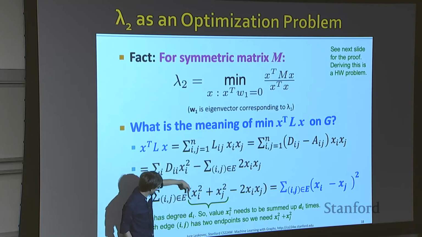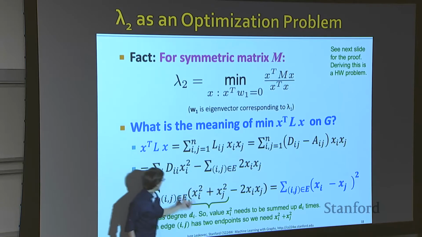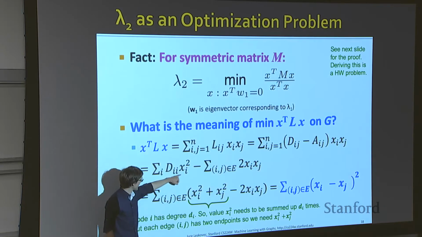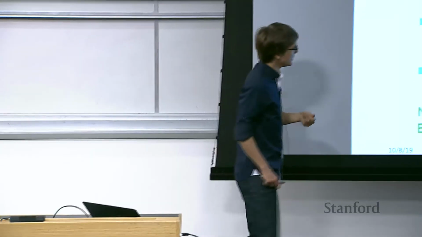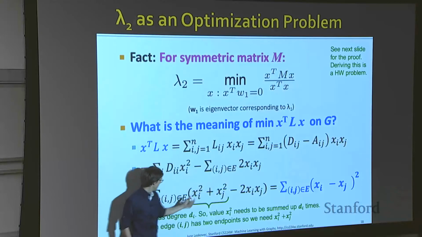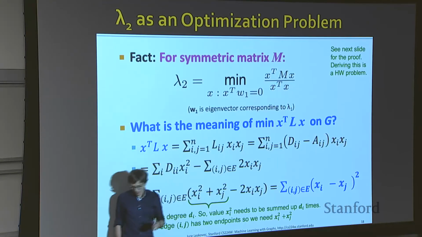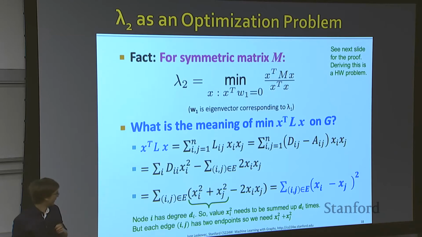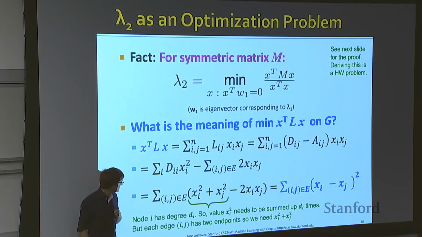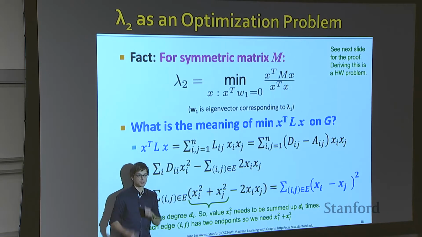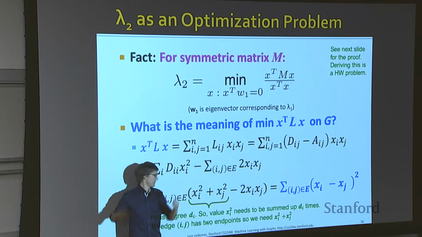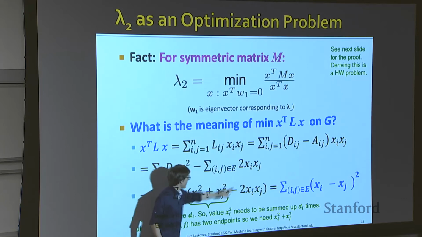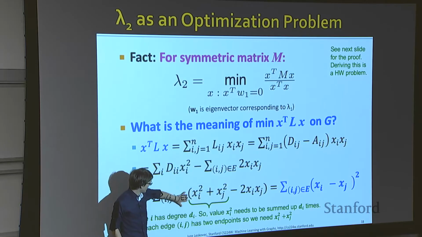So why is this summation equal to this summation? The reason is that here I'm taking xi squared and multiplying it with d. So if I go over the edges and put xi squared here, I also get it d times. But because every edge has two endpoints, I have to take both endpoints. So I have xi and xj, the endpoints of that edge ij. So this part is this part, and that part is that part.